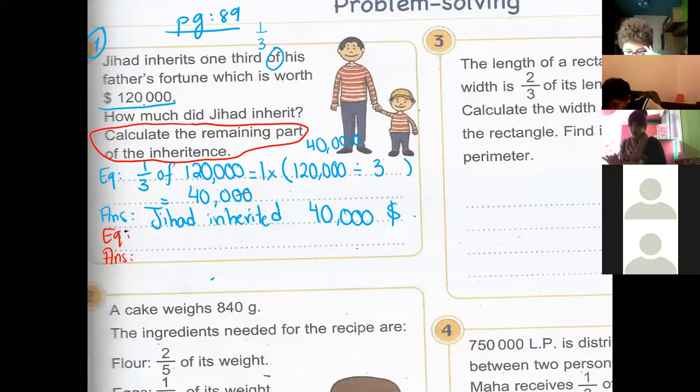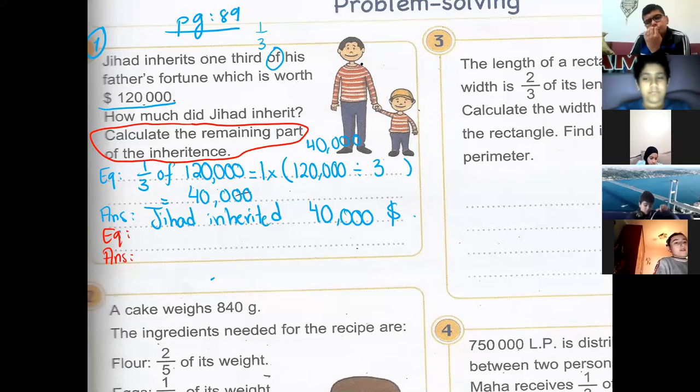Teacher, do we have the equation answer? I wrote for you the equation answer. Okay. Calculate the remaining part. Remaining amount of money. How many dollars do we still have?